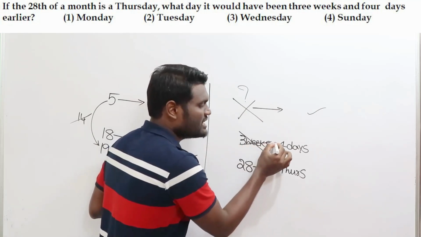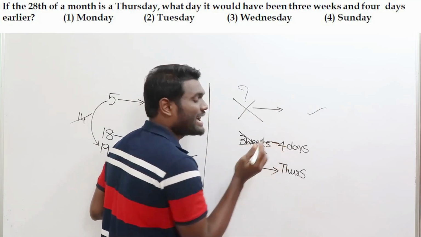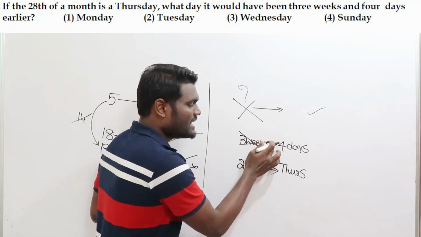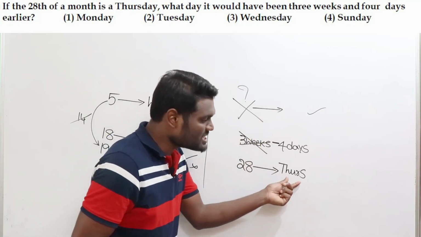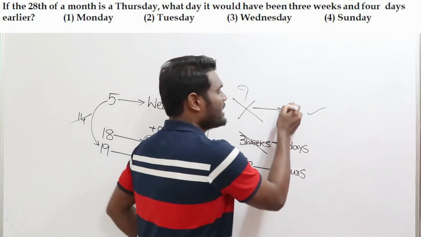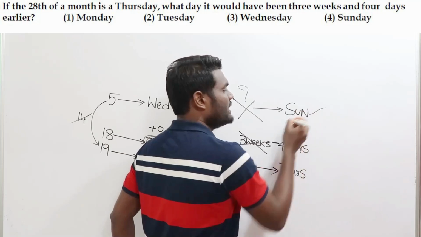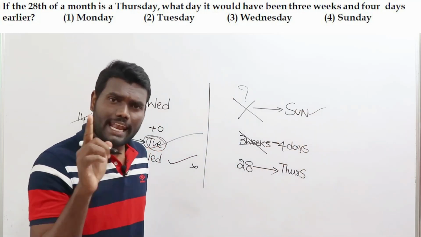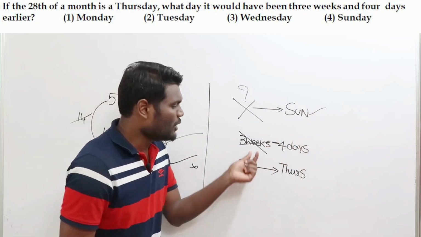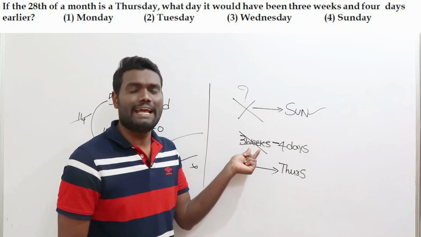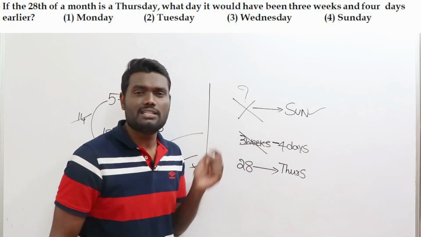Now look at this question. Just leave these 3 weeks. The question is saying 4 days back, what is the day? 4 days back from Thursday, we can say the answer is going to be Sunday. Now you may wonder why we neglected these 3 weeks. Yes, I am going to neglect these 3 weeks.